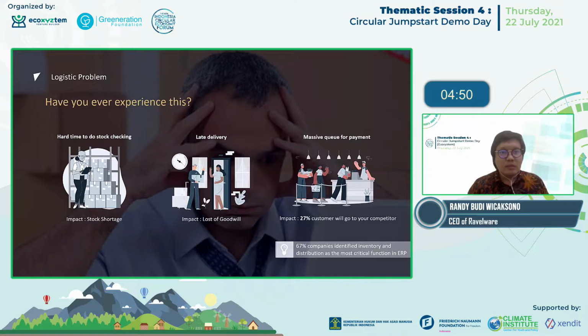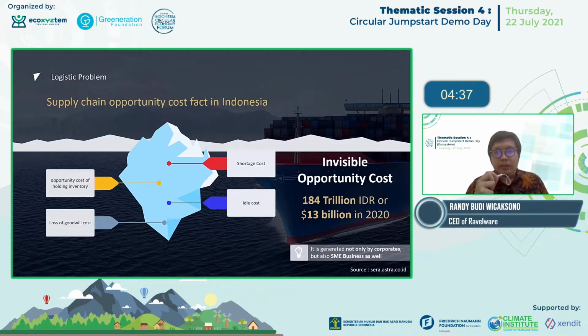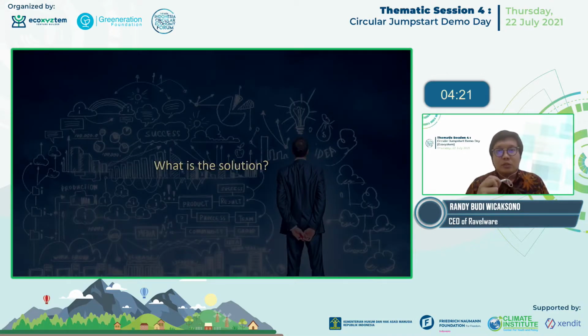As I mentioned, humans suck. It's because we simply are not meant to do jobs which demand accuracy, consistency, and repetition. That is why in 2020, Indonesia's supply chain lost around 184 trillion rupiah. This amount of money is generated not only by corporates, but also by SME businesses as well. So, what is the solution regarding all of this?